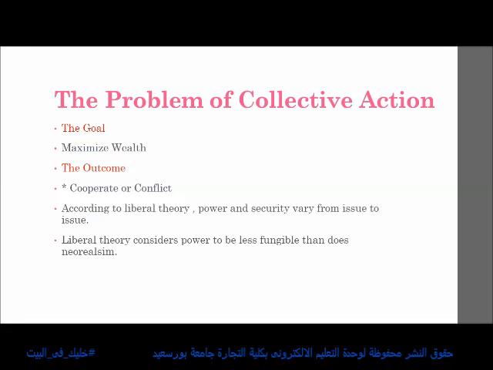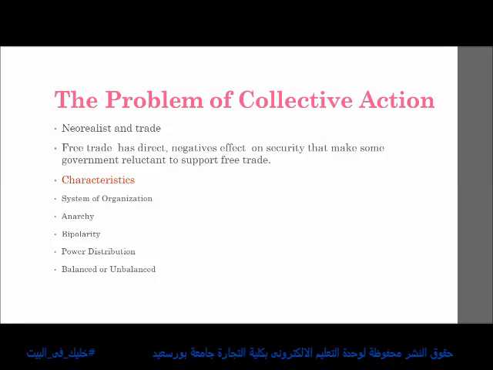According to the liberal theory, power and security vary from issue to issue. Liberal theory considers power to be less fungible than the new realism. New realist and trade: free trade has a direct negative effect on security that makes some governments reluctant to support free trade. In terms of a new realist, if you are my enemy, why do I have to cooperate with you? أنا لو أنت خصم هتعامل معاك ليه؟ لأن أنت لو تعاونت معاك هتبقى challenger وتتحداني بعد كده.